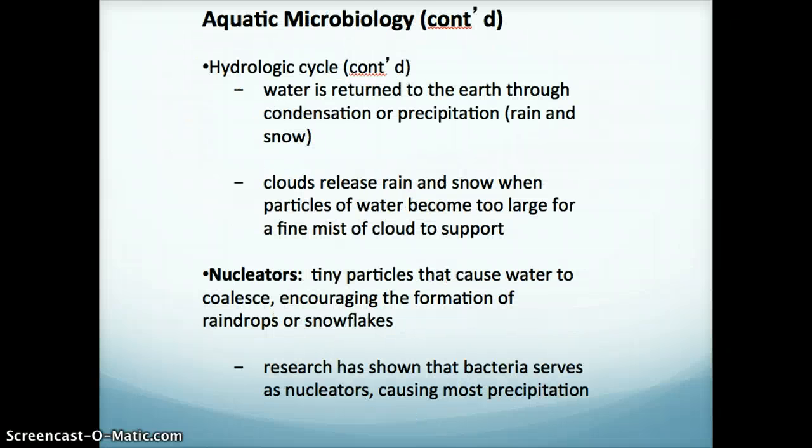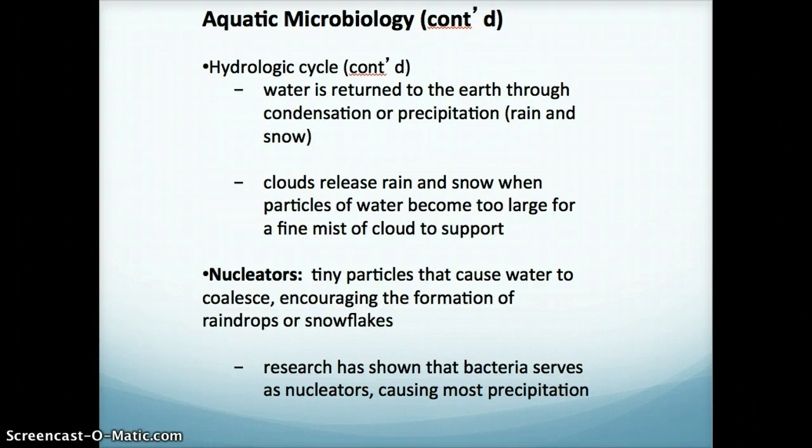And it's from these clouds then that water is returned to the earth through either condensation or precipitation. And clouds will release this rain and snow when the particles of water are too large for the fine mist of the cloud to support. What they end up doing is these tiny particles of water will begin to come together around tiny particles called nucleators, and they will then form a raindrop or snowflake.